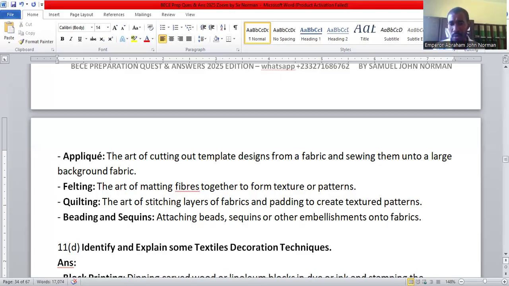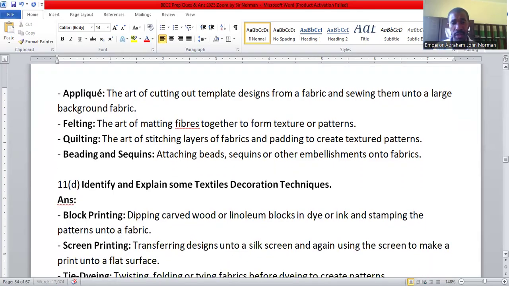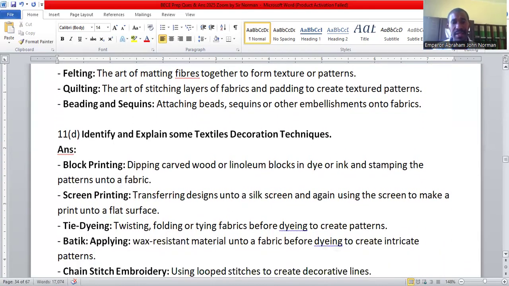Then we have the next question which says identify and explain some textiles decoration techniques. We have block printing, which is the art of dipping carved wood or linoleum blocks into a dye or ink and stamping the patterns onto a fabric. Then we also have another technique we call screen printing, which is the art of transferring designs onto a silk screen and again using the silk screen to make a print onto a flat surface.